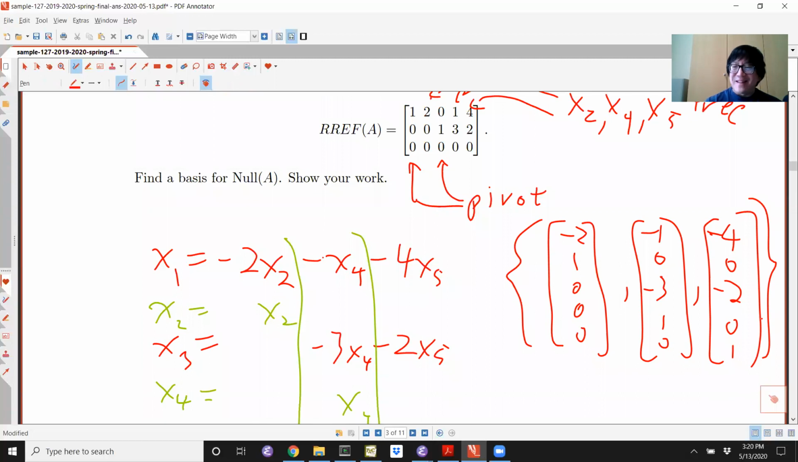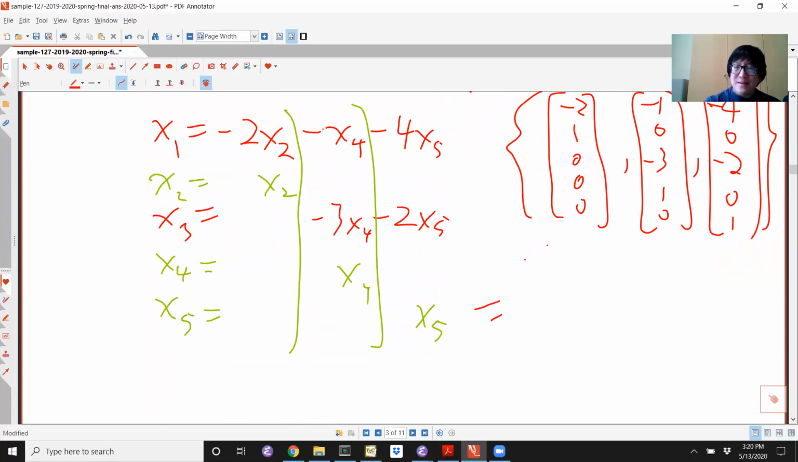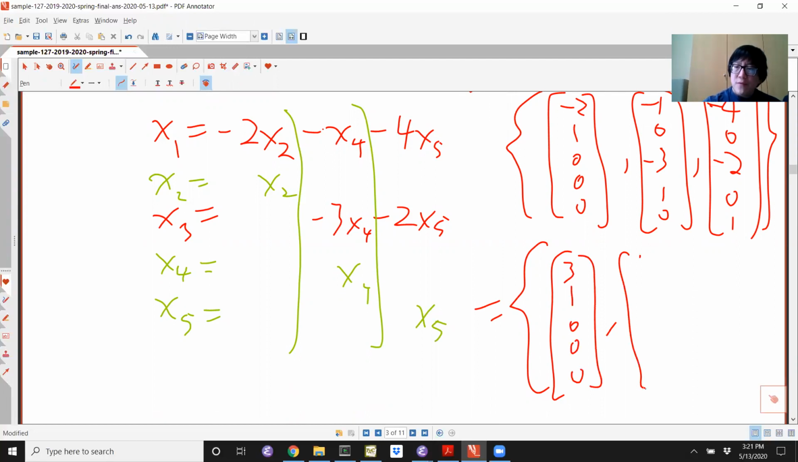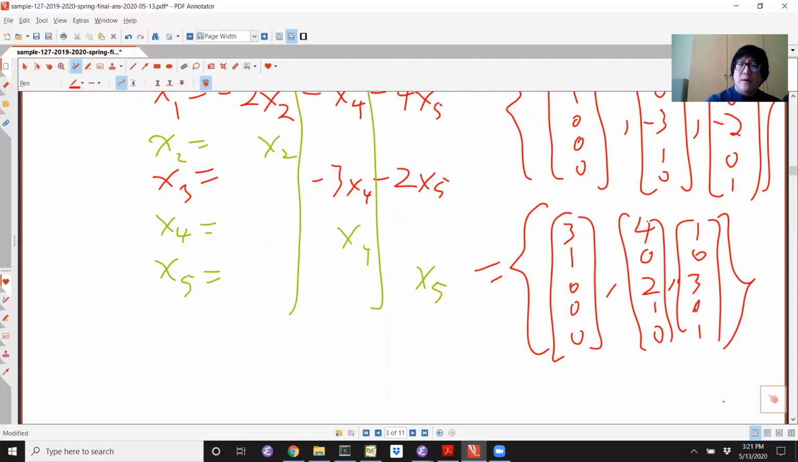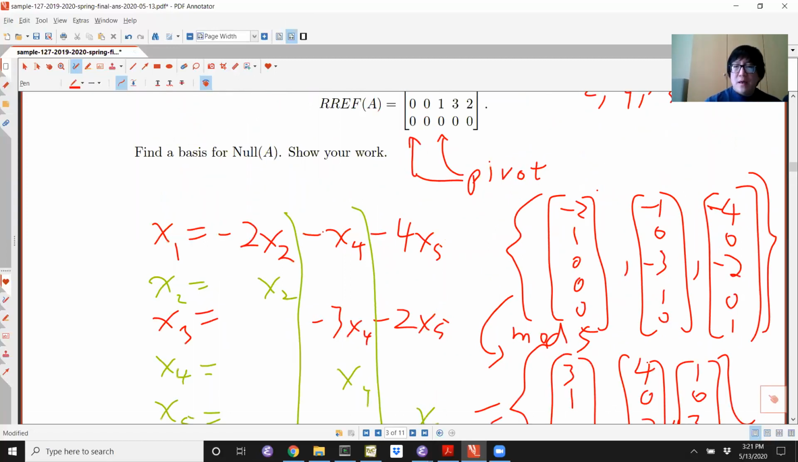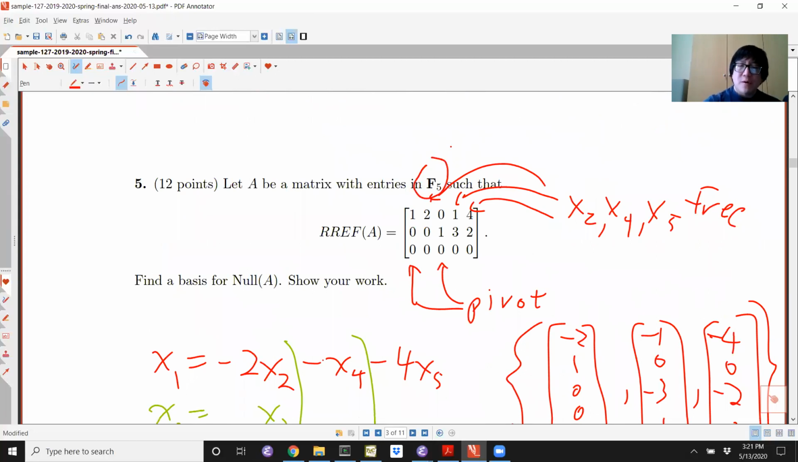And in many ways it's safer, but just in case you're wondering, this is (3, 1, 0, 0, 0), (4, 0, 2, 1, 0), and the last vector is (1, 0, 3, 0, 1). Remember, these are equal because all coefficients are mod 5. And why are they mod 5? This over here says that everything we're doing in this problem is mod 5.